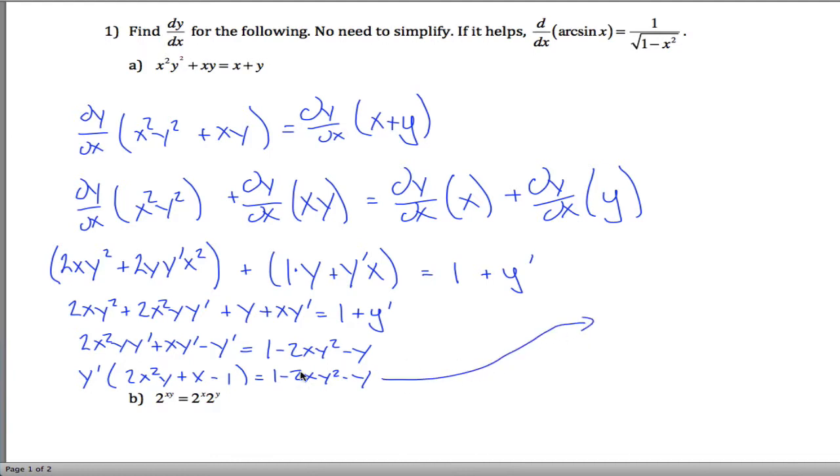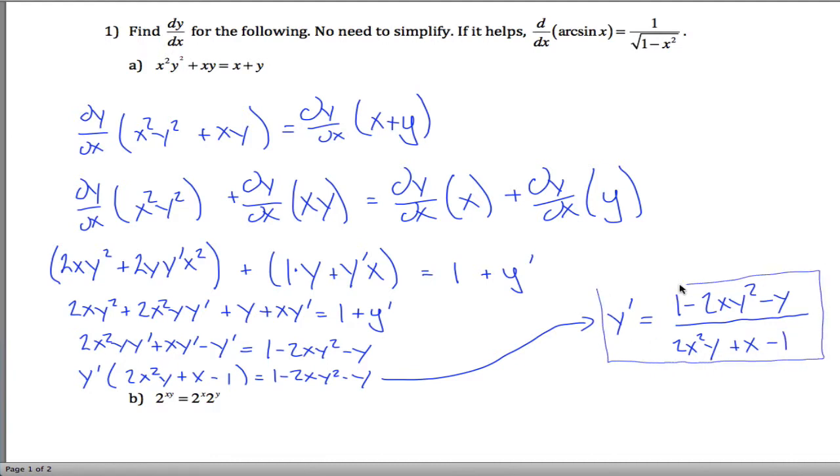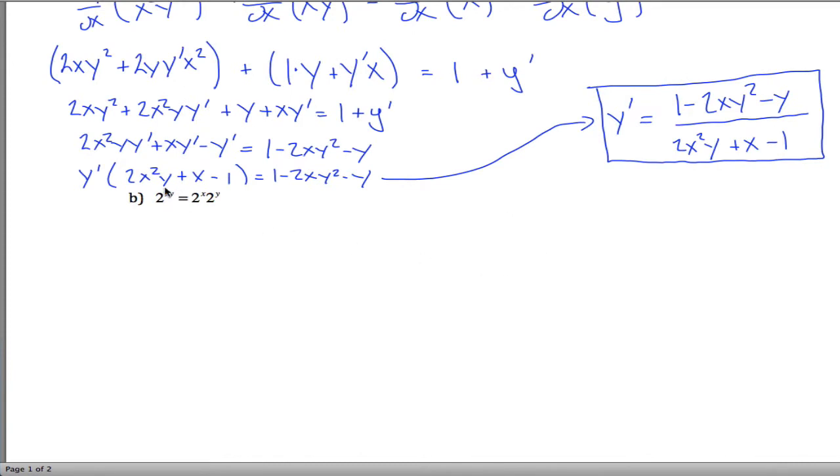Kind of low on room, but I'm just one step away. Divide both sides of the equation by 2x squared y plus x minus 1. And what you get for your final answer is 1 minus 2xy squared minus y divided by 2x squared y plus x minus 1. I guess that's it. Next one.